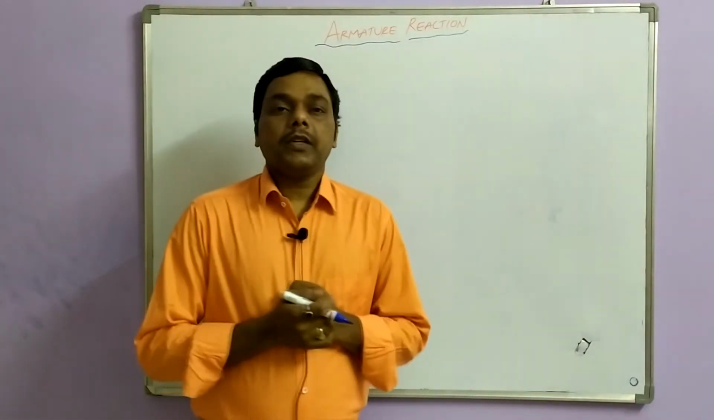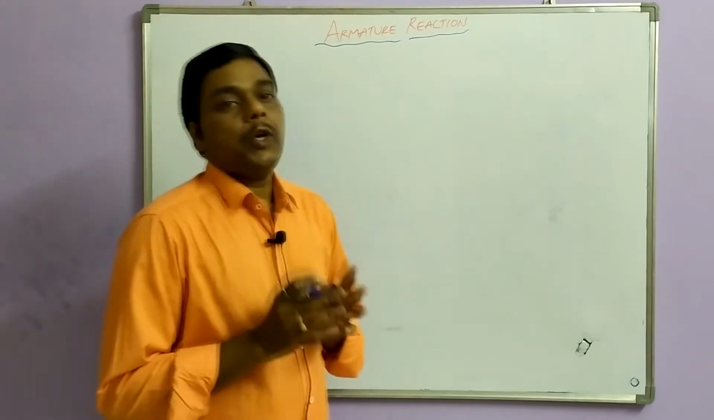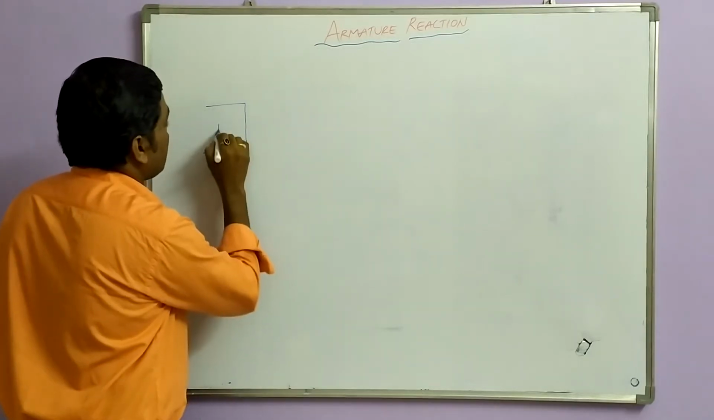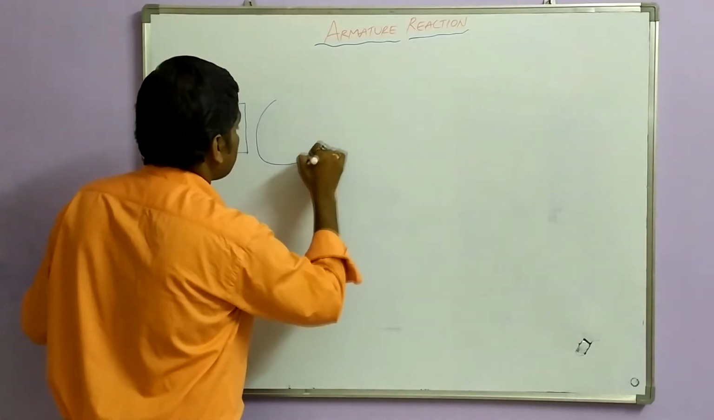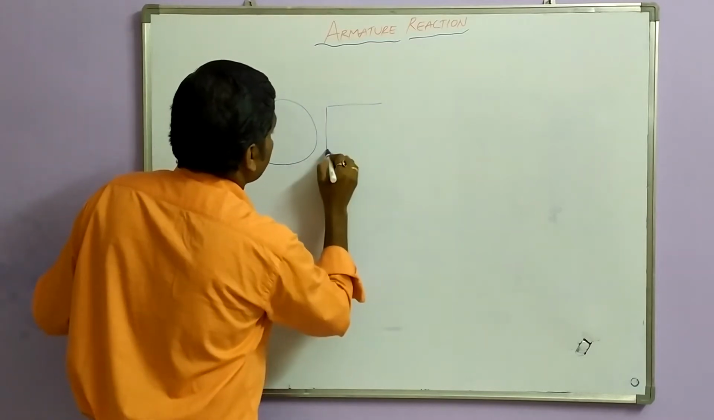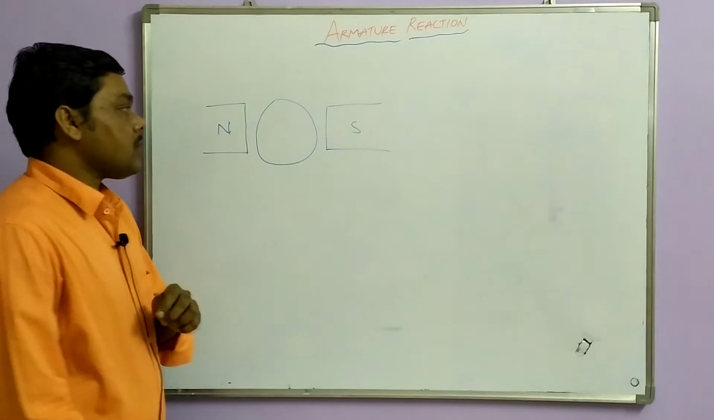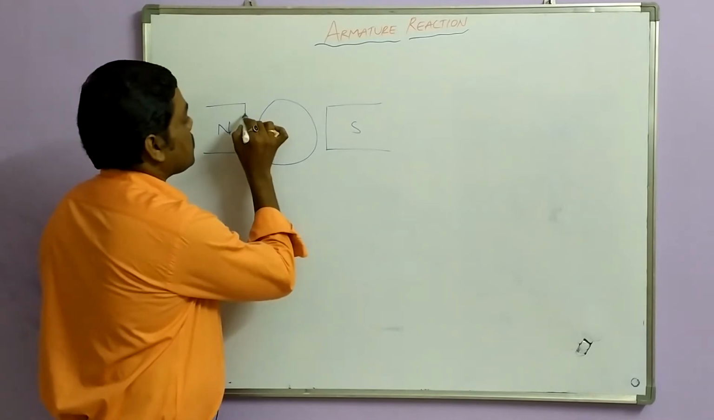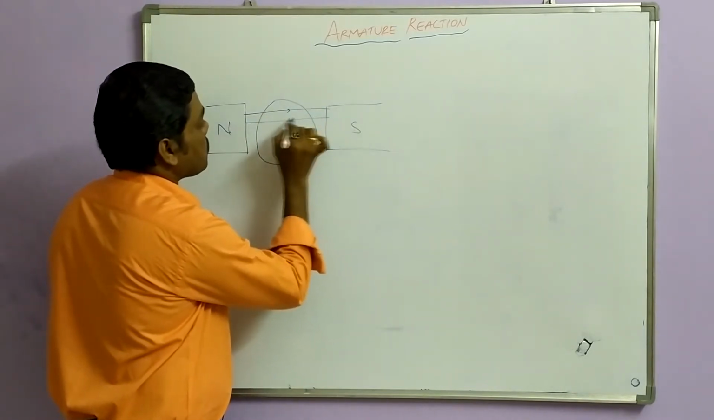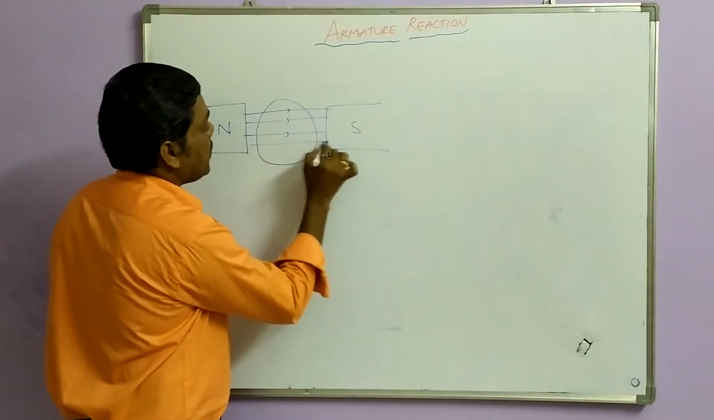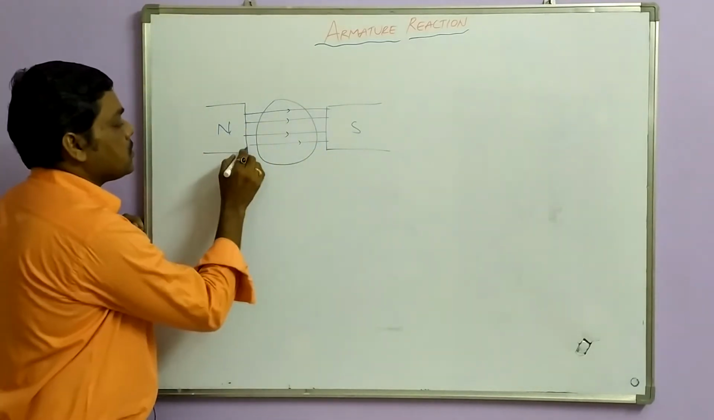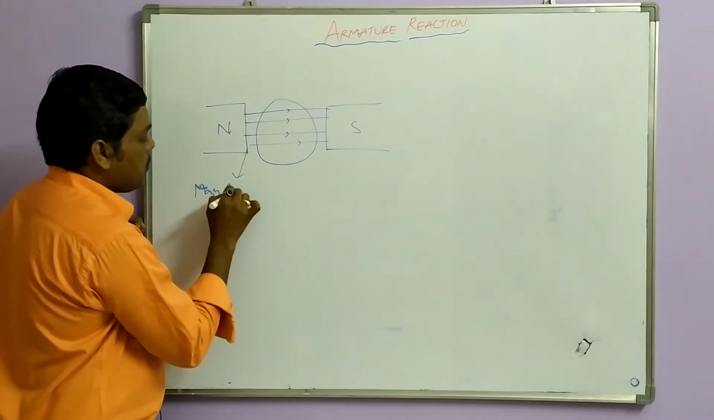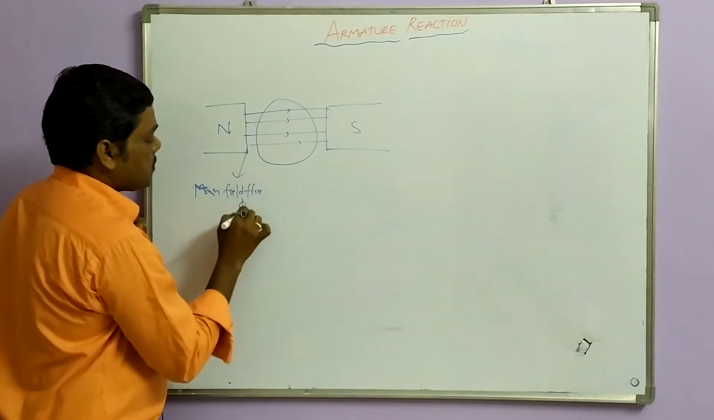Now to better understand the generator, I am assuming there are only two poles. So this is the two pole generator and this is N pole and this is armature and this is S pole. Now I am assuming two poles, one is N pole and S pole, so the flux is always flowing from north pole to south pole. So this is called the main field flux. You can call it pi f.